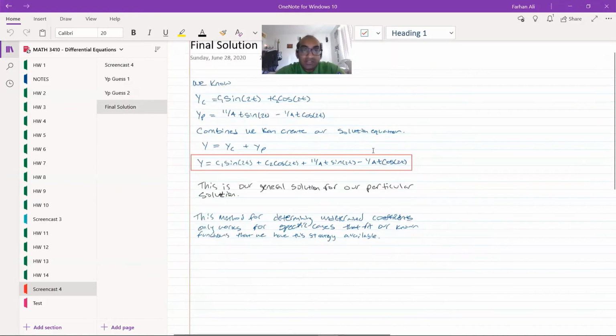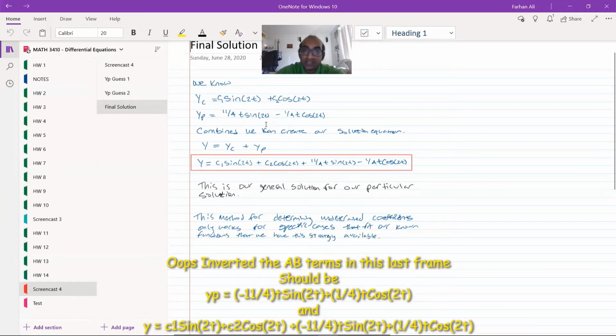To get our final solution, we're going to plug in y is equal to y of c plus y of p. Since we already solved for our y of c on the first step, and in our second step we solved for y of p, we just combine those two, and we get our final general solution with our particular solution that was given to us.